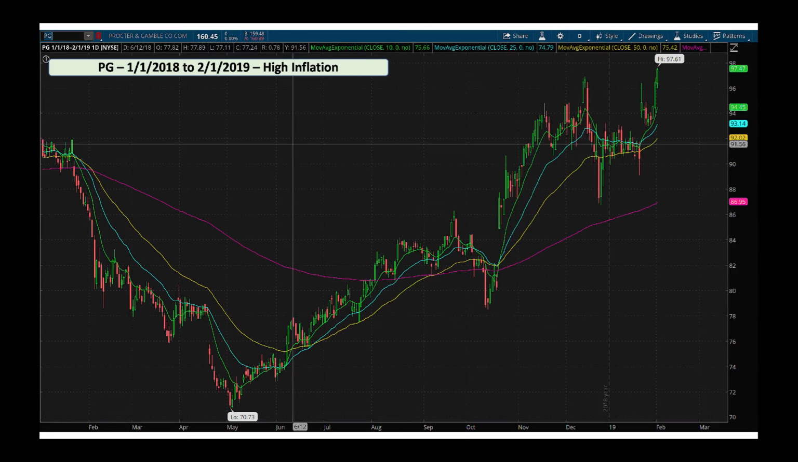And look, we've got Procter & Gamble here, which is again a consumer staple. You've got to buy that soap and shampoo. That's why they fared pretty well. They came down in the beginning. That's a good buying opportunity.